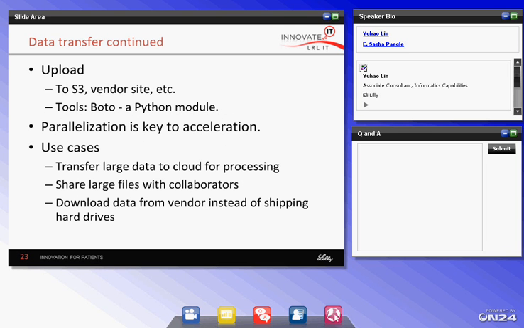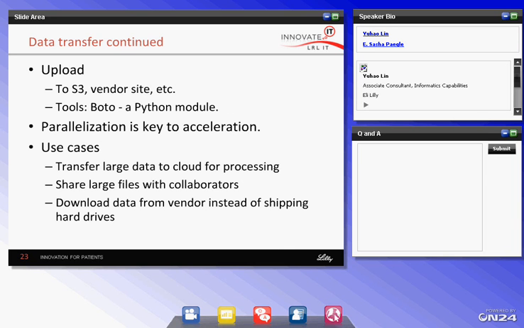Okay. For uploading data, for the most part, we're uploading to Amazon S3. Where we want to share data with a collaborator, if we don't want to send hard drives around, or if it's just a tiny file, we'll upload it to our Amazon S3 bucket and then point the vendor to it. They can just download it. And the tool we use is a Python module called Boto. It is specifically for uploading data to S3 at blazing speeds.